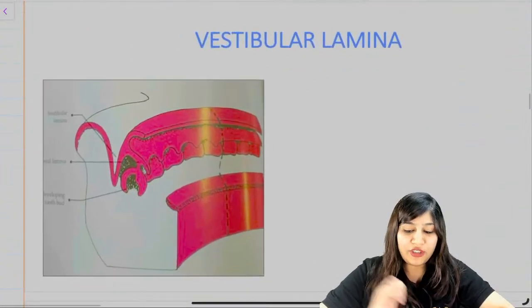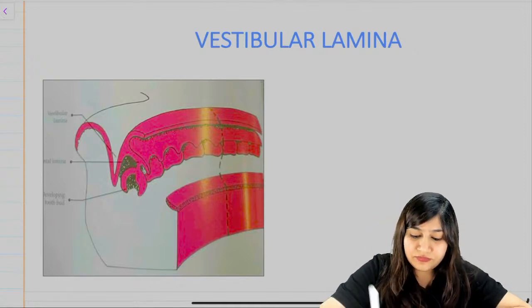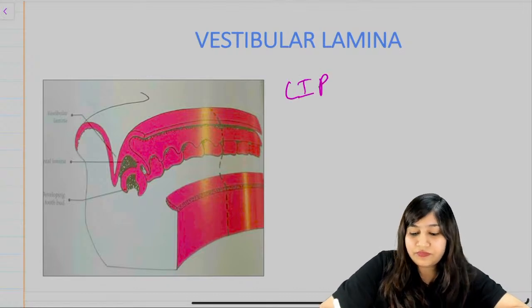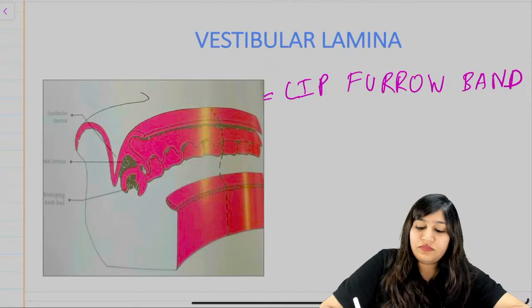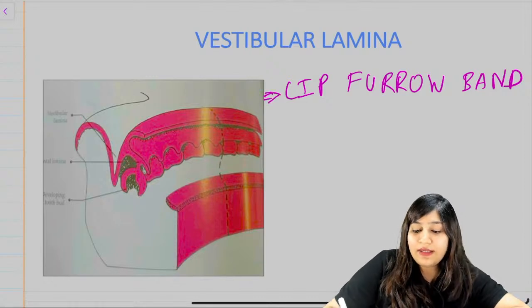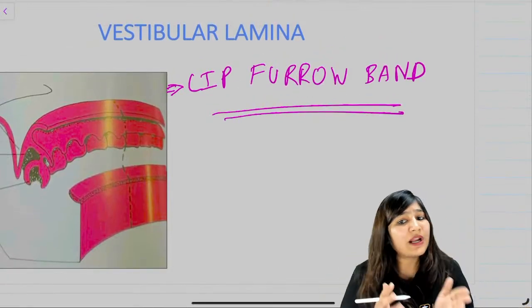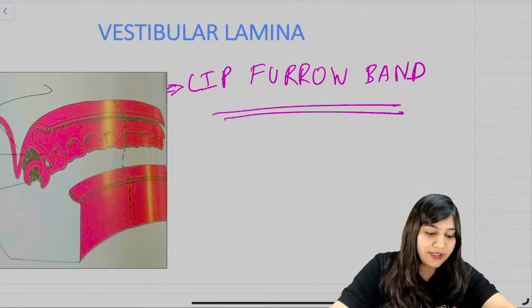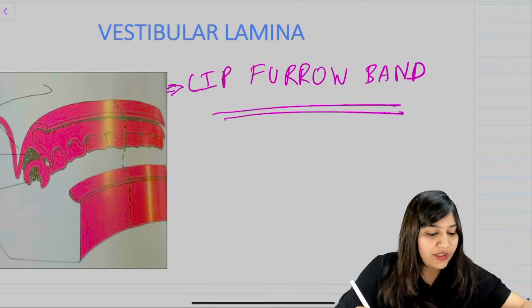Now coming to vestibular lamina. Vestibular lamina is also known as lip furrow band. Vestibular lamina is present where? Lingual or buccal to dental lamina? Buccal to dental lamina. It is present buccal to dental lamina.